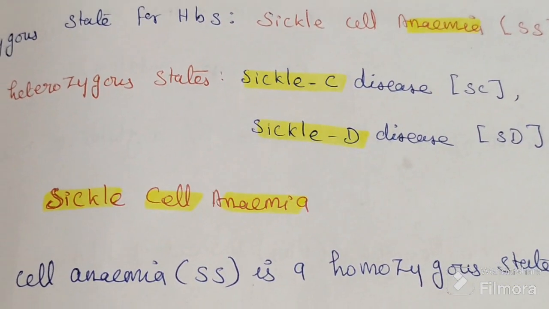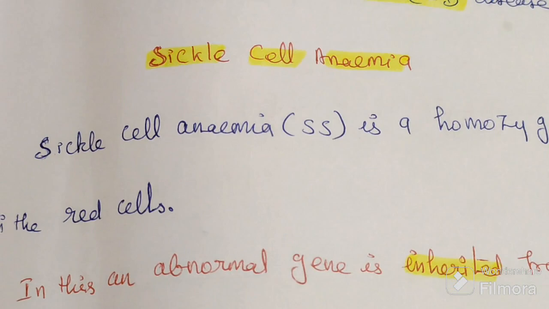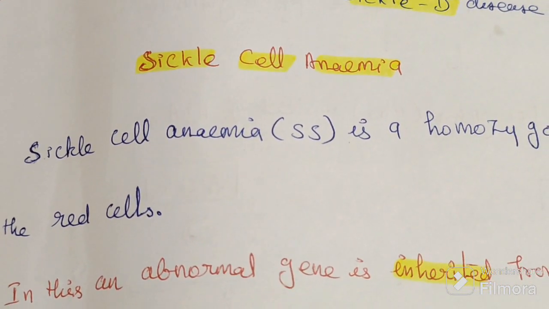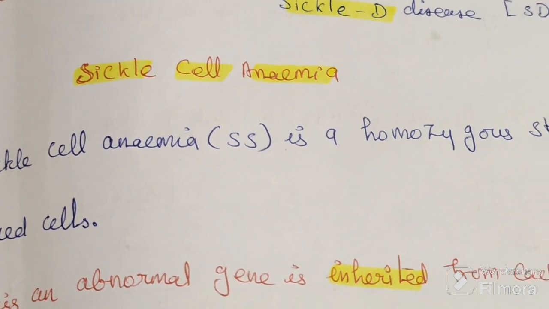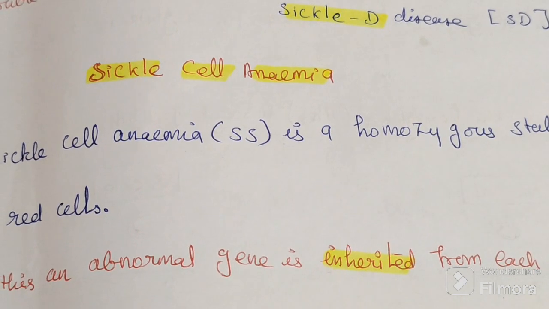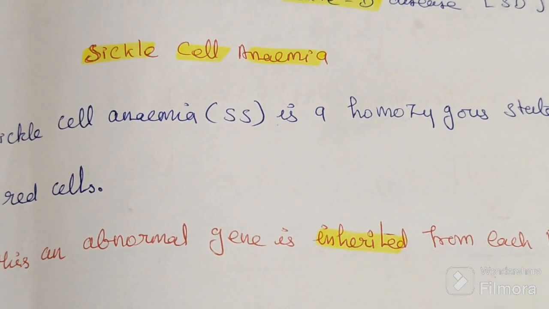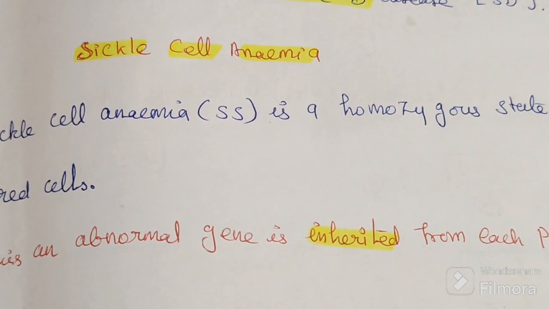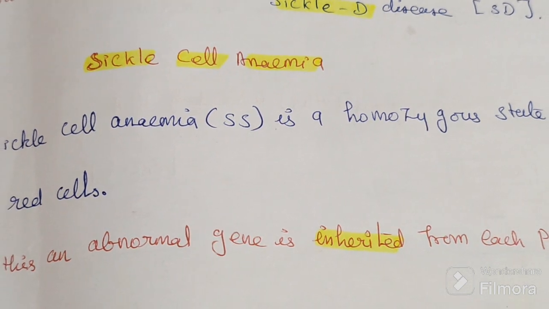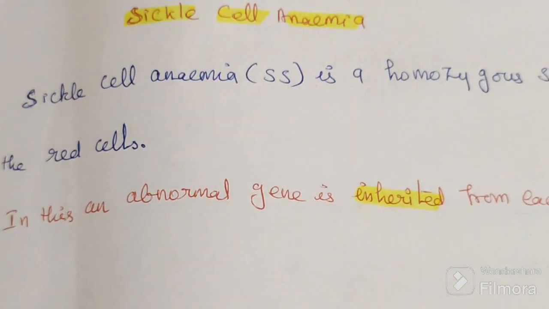Next, now we want to discuss sickle cell anemia. It is a homozygous state of hemoglobin S in the red cell. Here one abnormal gene is inherited from each parent. It is an autosomal recessive condition.